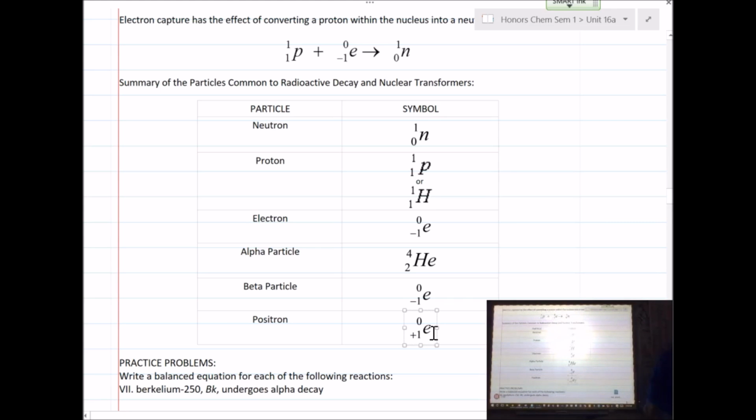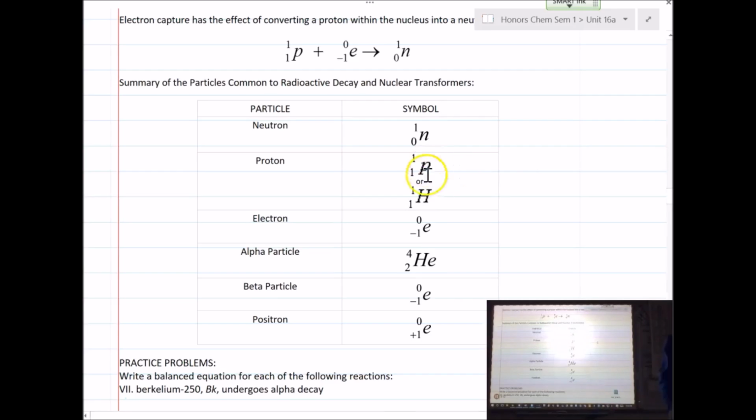Also, there's something on here that we've never seen before, and it's called a positively charged electron, which is called a positron. That only happens in nuclear reactions. There are no positrons in a regular chemical reaction. Now, you don't have to worry about how these things are created or formed. Just know that these are the particles. So, make sure you know these.